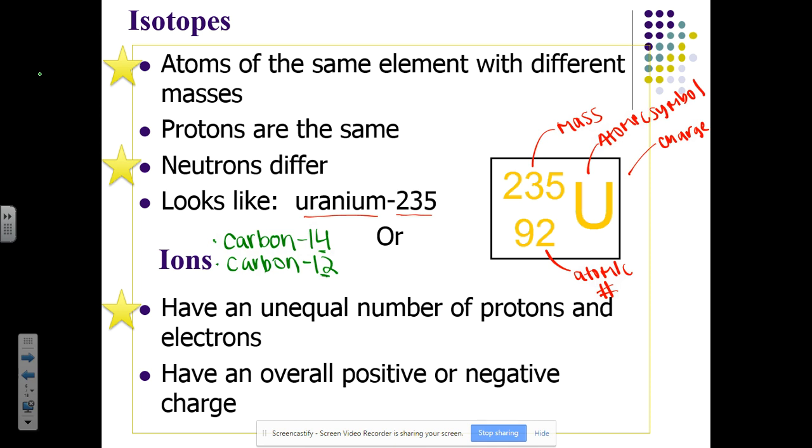Ions have an unequal number of protons and electrons. So they will have an overall positive or negative charge. So for example, they may look like this. And we do typically write the number and then the sign. That's the convention, but if you were to do it the opposite way, I would not mark you down. Chlorine 1 minus or aluminum 3 plus.